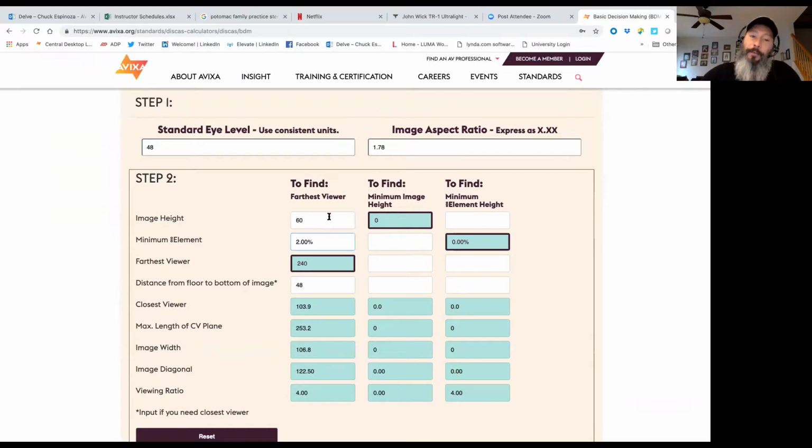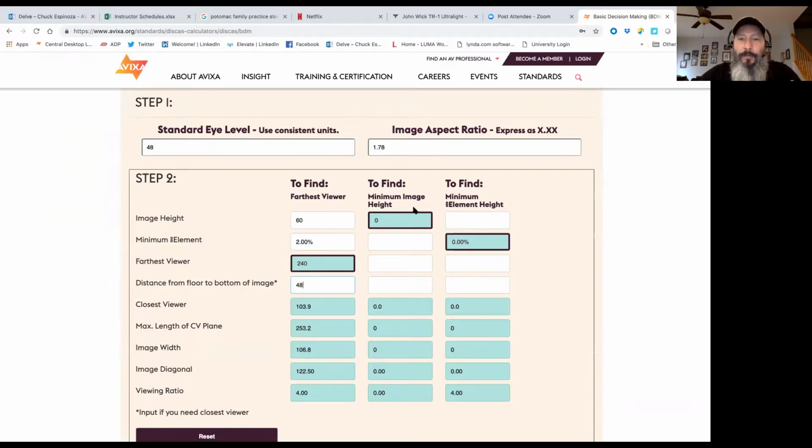Okay. So to find my furthest viewer, the one that's in green, I've got my image height. I know my percent element height. It's going to give me my furthest viewer. And even if I don't put in the distance to the bottom of the floor, like if I took that out when you first start, it won't fill in anything. It'll be all zeros like these. So I put in the 48, and it gives me the right measurements. So that's to find my furthest viewer.